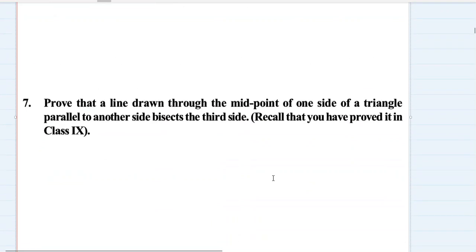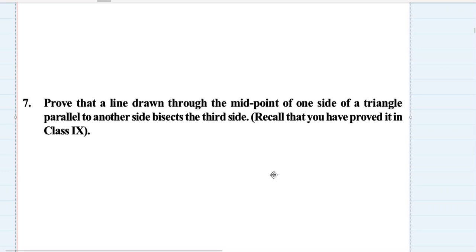Okay, this question: prove that a line drawn through the midpoint of one side of a triangle parallel to the other side bisects the third side. This is the converse of the midpoint theorem, which we proved in the first video of theorems, if you remember. So how to prove the converse of the midpoint theorem using BPT? That's what we have done. So you need not do this again.